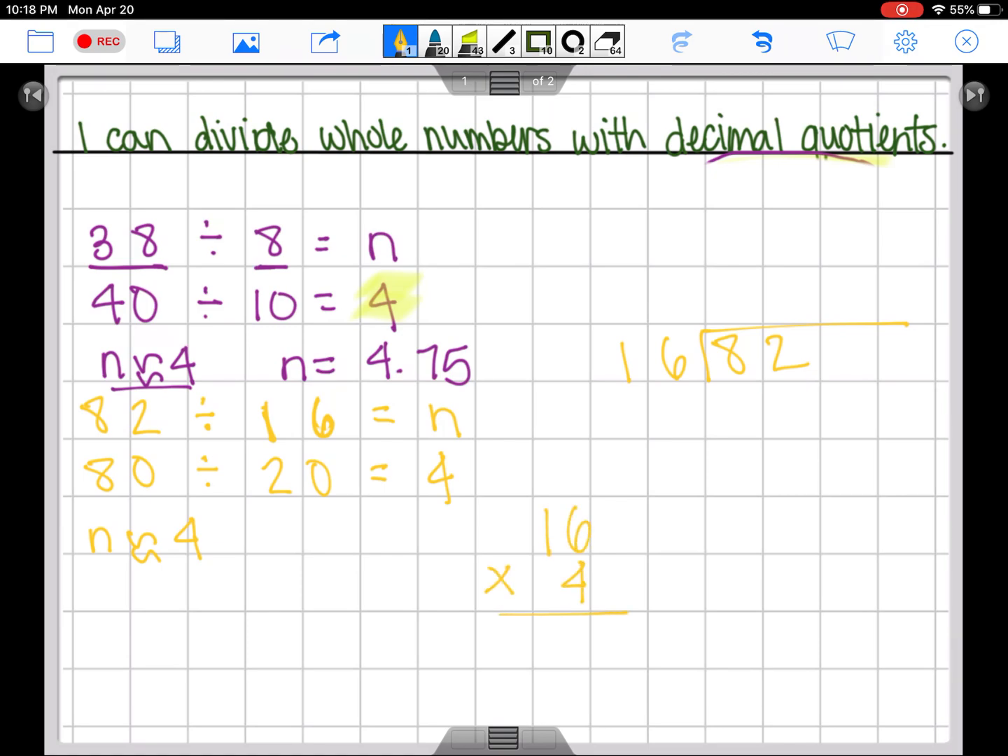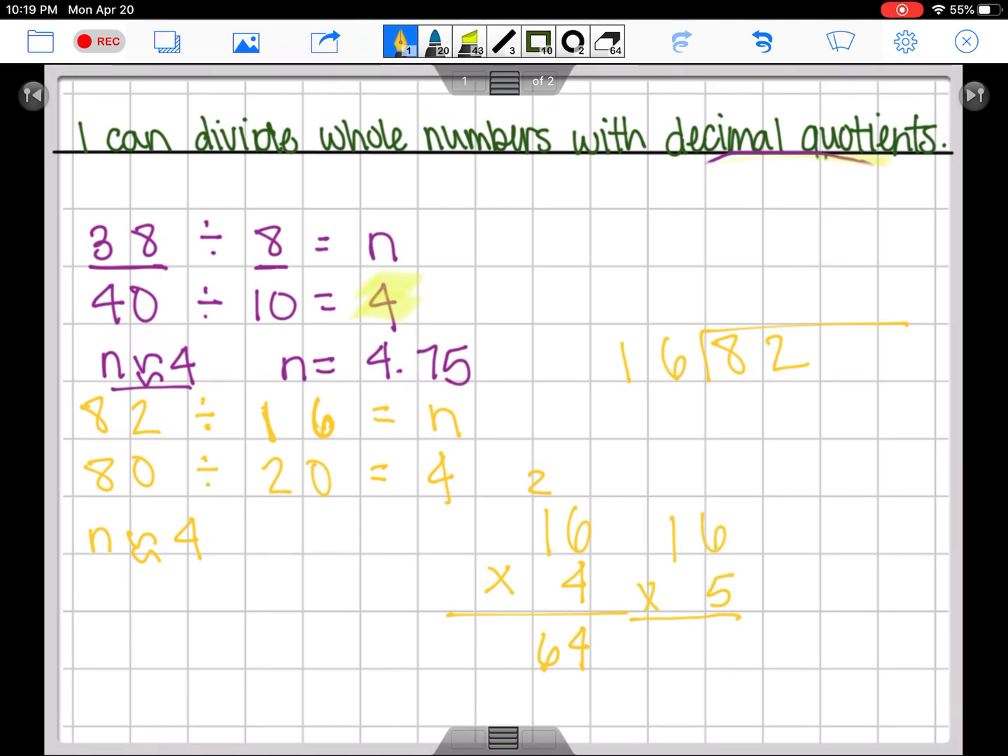Right away, I'm just going to multiply 16 by 4 and see if that gets me really close. I'm thinking it's going to get me close because that's my approximate answer. 4 times 6 is 24. Carry that 2. 4 times 1 is 4, plus 2 is 6. 64 is pretty darn close.